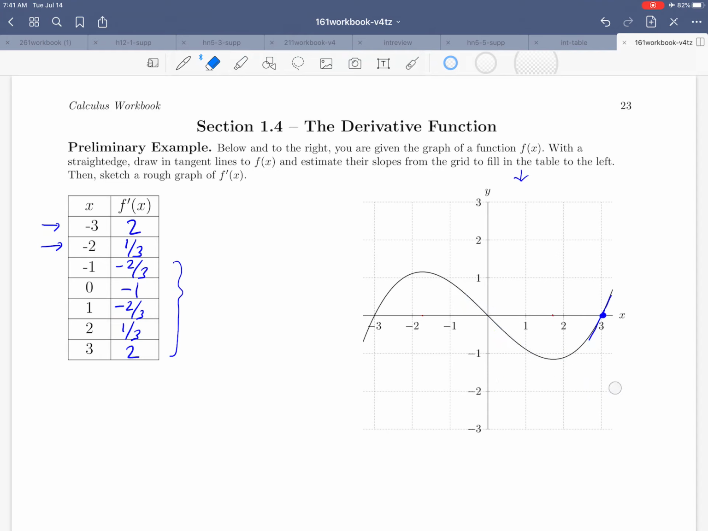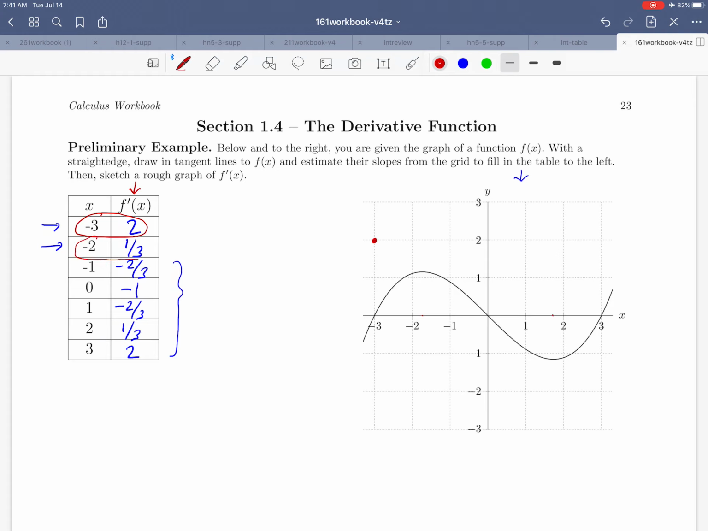Okay, and what we're going to do now is to take this table of values that we have, and the numbers that we got in this column are slopes, but we're going to reinterpret those numbers as being y-coordinates. So for example, negative 3, 2, think of that as just an x and a y coordinate. We can plot that point, negative 3, 2, and it would be up here.